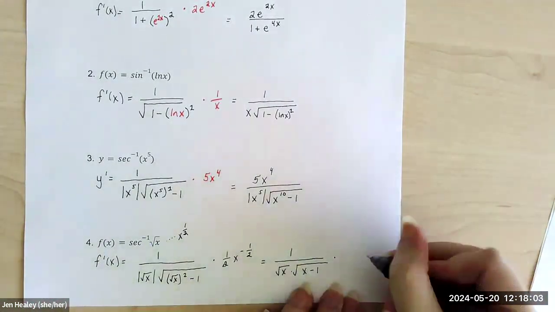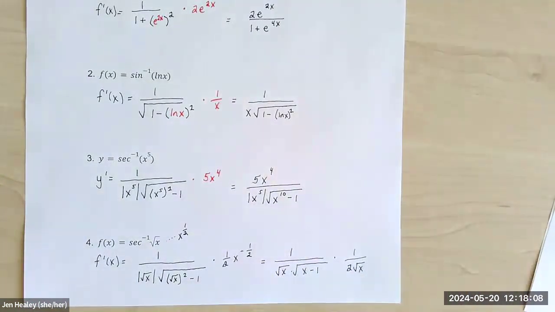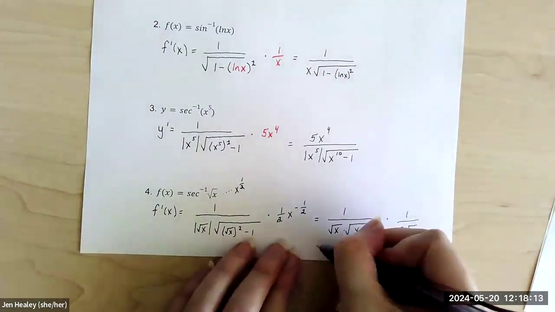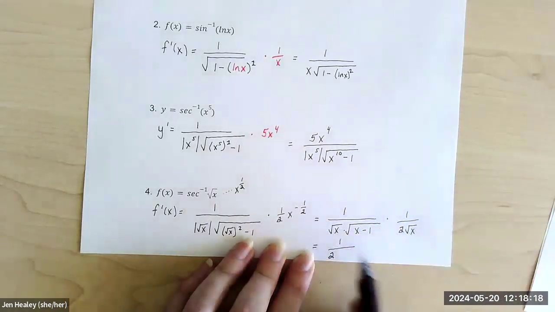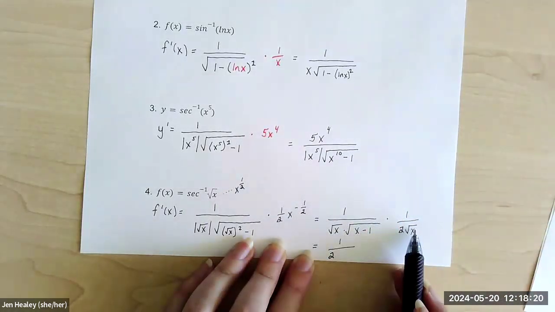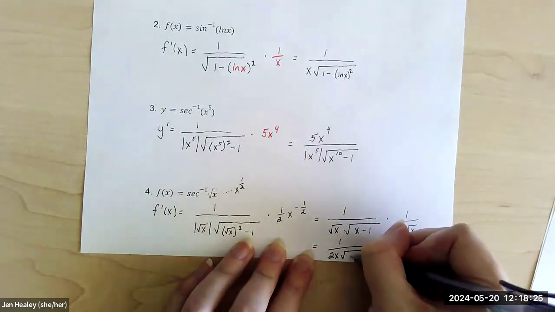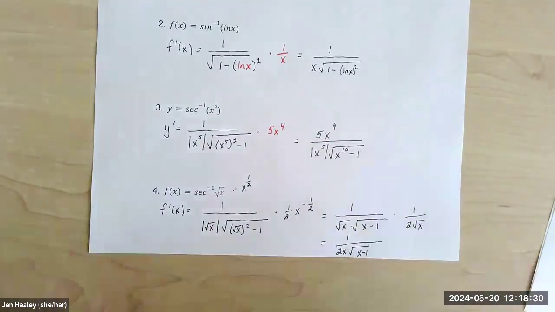And then over here, if you want, you can write this as 1 over 2 times the square root of x, which means this one would actually simplify again if we wanted it to, as 1 over 2 times, because the square root of x and the square root of x will just become x here. It would be 1 over 2x times the square root of x minus 1. Totally fine to leave it like that, but it would simplify it more.